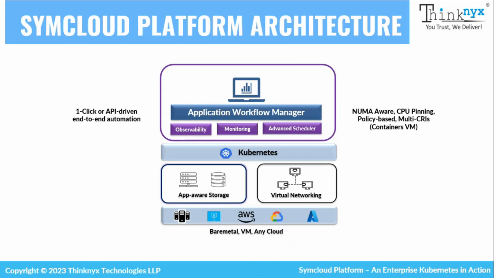The app-aware storage component enables the support of snapshots, cloning, replication, backup, encryption, and compression. And when we talk about Symcloud Platform's networking, it provides carrier-grade virtual networking, which supports OVS underlays, Calico overlays, SRIOV, DPDK, as well as network interface card bonding with NUMA-aware affinity, anti-affinity, and dual stack IP version 4 and version 6.